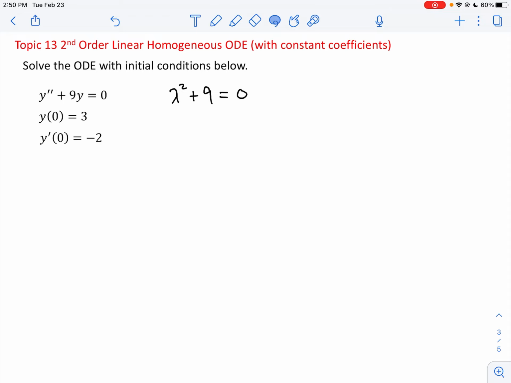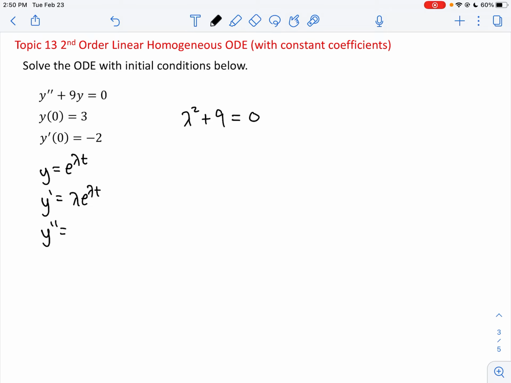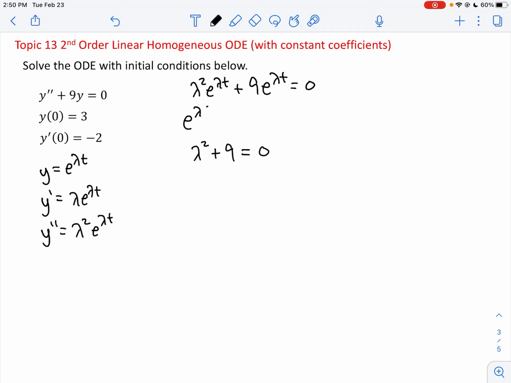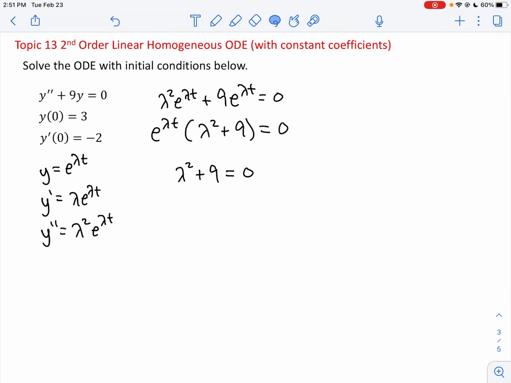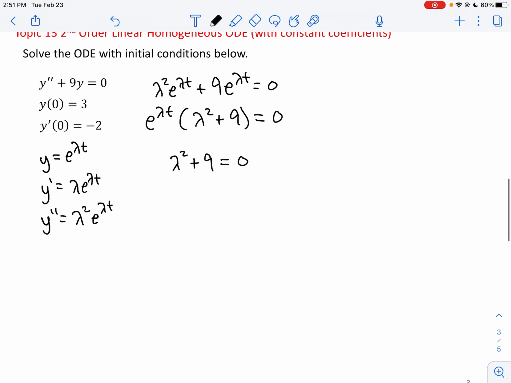Now let's just verify that this does in fact happen, that our shortcut is working. So if we assume that y equals e to the lambda t is going to be a solution, then y prime will be lambda e to the lambda t, and y double prime will be lambda squared e to the lambda t. Substituting these into the differential equation, we would get lambda squared e to the lambda t plus 9 times e to the lambda t is equal to 0. Factor out the e to the lambda t. That gives me lambda squared plus 9 is equal to 0. And sure enough, since this first factor can't be 0, it has to be true that this factor is 0. So we do get our characteristic polynomial as expected. From here on out, I'm just going to do the shortcut.